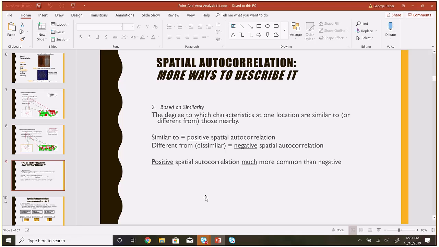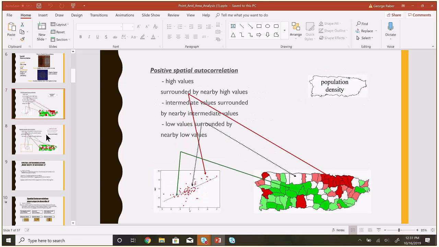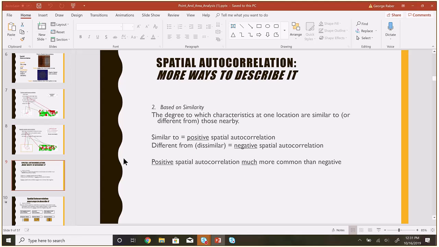These are general things that we've already hit a bit. So the degree to which characteristics of one location are similar to another, similar to, equals positive spatial autocorrelation. Different from is equal to negative spatial autocorrelation. You can see why that math works by looking at these charts. Usually, it's easier to come up with positive spatial autocorrelation examples than negative autocorrelation examples. But they do exist. We talked about several last week.